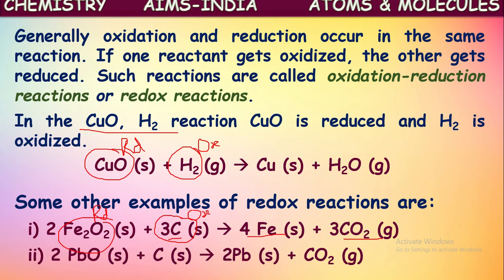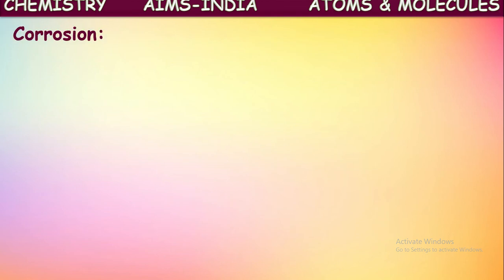Another example, lead oxide on reaction with carbon forming lead and carbon dioxide. Here also lead oxide loses oxygen on reaction with carbon, so it undergoes reduction. Carbon gained oxygen to form carbon dioxide, so we can say this is oxidation. As both reduction and oxidation occur in the same reaction, this reaction is said to be a redox reaction or oxidation reduction reaction. Okay. Now let us see another type of reaction, corrosion.